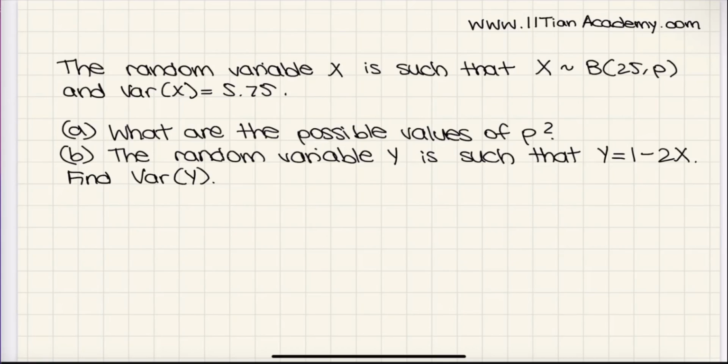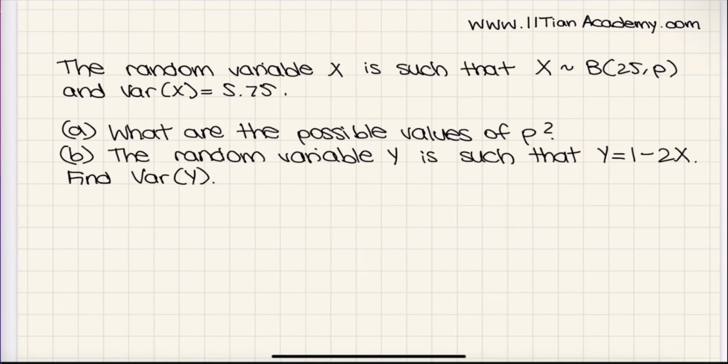The random variable x is such that x is a binomial distribution where n, meaning the number of trials, is 25, and p, the probability, is something we need to figure out potentially here, and the variance is 5.75. Part A asks, what are the possible values of p, the probability?